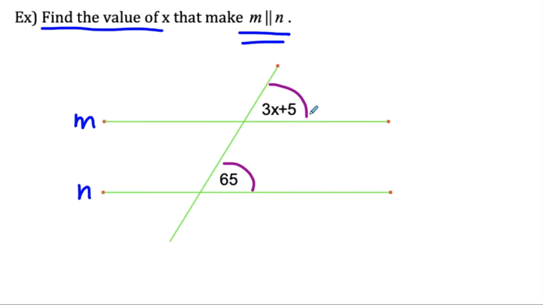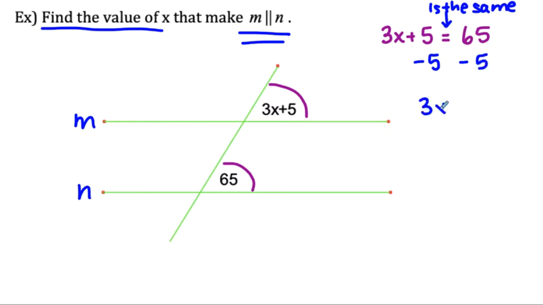To find the value of X that would make them congruent, you just set them equal to each other, because remember, equals means is the same as. So when you solve, the value of X is going to make them equal to 65. We're going to do the algebra. We subtract 5, and we get 3x equals 60, and x equals 20. If we plug in 20, we get 3 times 20, which is 60, plus 5. So they are congruent, so we can now say the lines are parallel. Hopefully that's making sense to you.